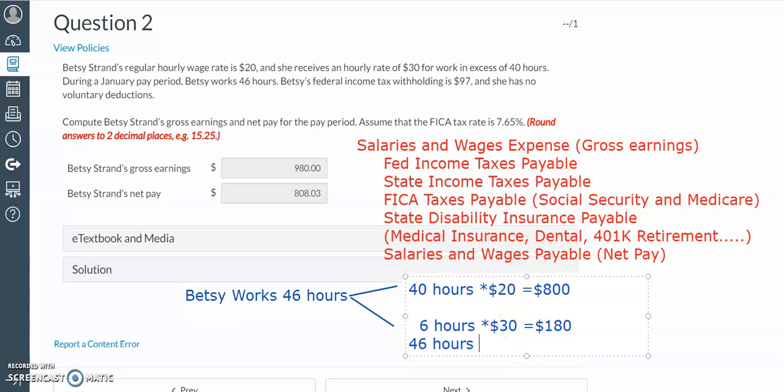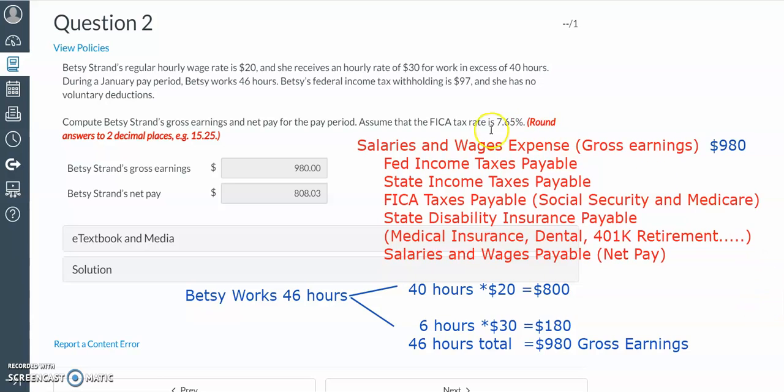So the total amount that Betsy has earned is going to be 46 hours total. And when we add up both of these, we're going to get our 980. And this 980 is the gross earnings. So that's the first part right here. And when we think about this problem and the journal entries, we're going to have 980 as the gross earnings. But remember, she's not going to receive the full 980 because of these deductions.